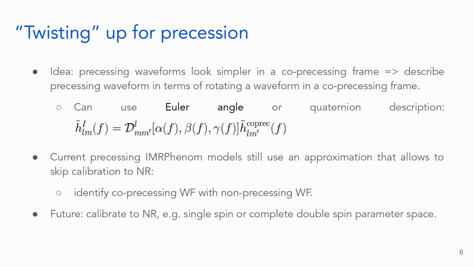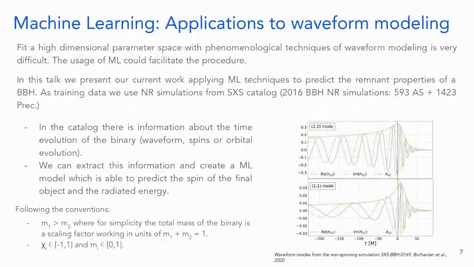So in order to skip this calibration to NR, the twisting-up approximation is used. They identify a co-precessing waveform with a non-precessing one. At the end, we do the rotation into the co-precessing frame using the Euler angles or the quaternion description. And this is what is employed currently. However, in order to have more accuracy in the precessing waveforms, we really need to try to calibrate them to numerical relativity. And this is what our current work is about.